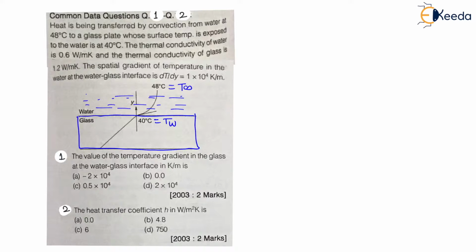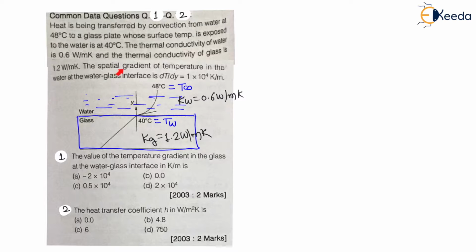Now, the thermal conductivity of water is 0.6 watt per meter Kelvin. So let us write down K of water is 0.6 watt per meter Kelvin. And the thermal conductivity of glass is 1.2 watt per meter Kelvin. Here, Kg, the thermal conductivity of the glass material, is 1.2 watt per meter Kelvin.